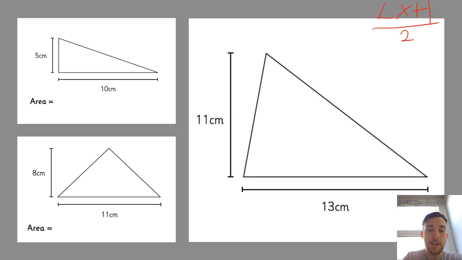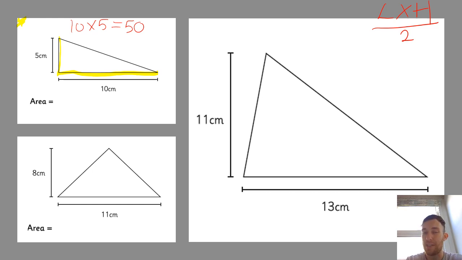So I'm looking at the first triangle here, and I can see that the length of the triangle is 10 centimeters and the height of the triangle is 5 centimeters. So I'm going to start off by doing the first part of the formula, which is length 10 times 5, which equals 50. So that would be the area if that was a full rectangle: 50 centimeters squared.